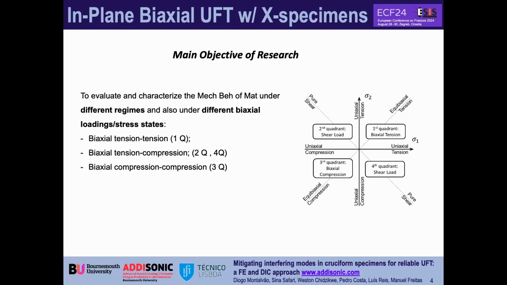So it means we are considering biaxial tension for the first quadrant, biaxial tension-compression for the second, and for the third one, compression. So in this case, we are going to perform very high cycle fatigue tests in particular with these cruciform specimens.